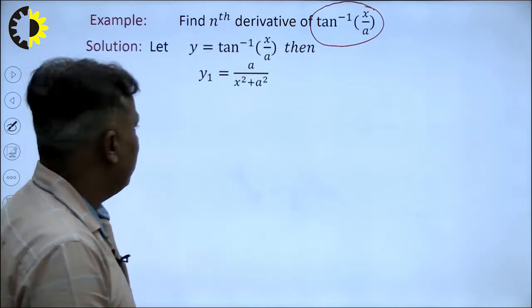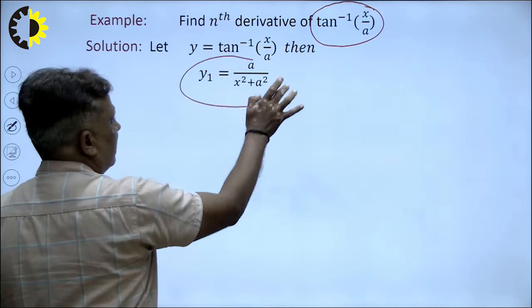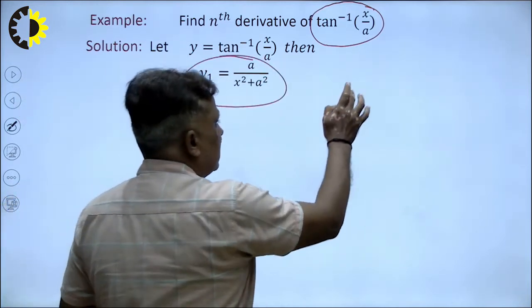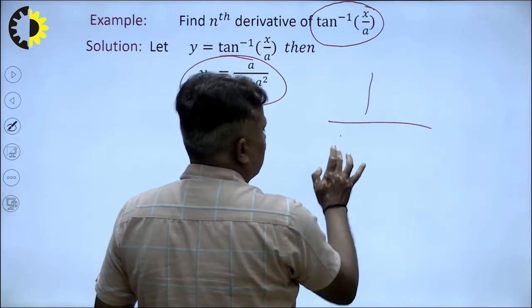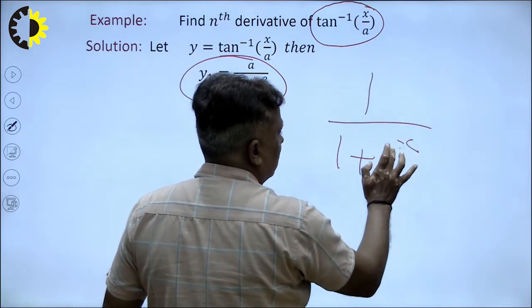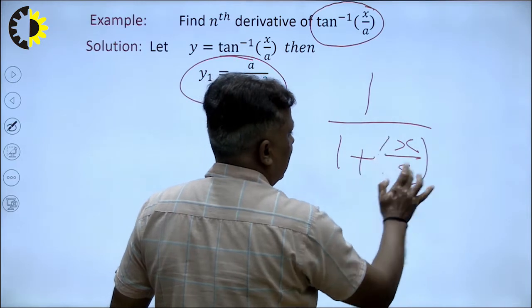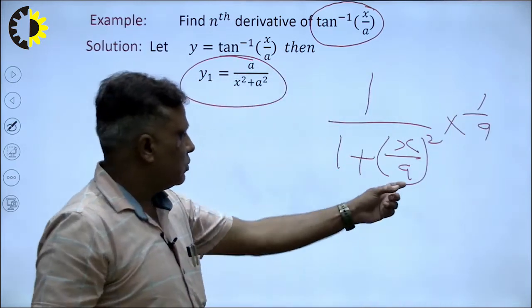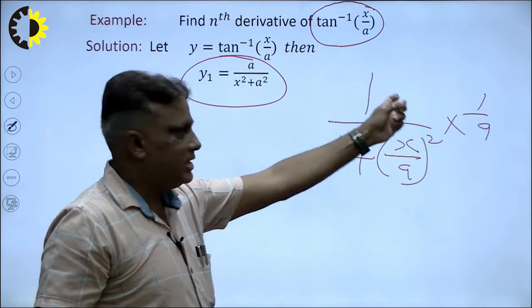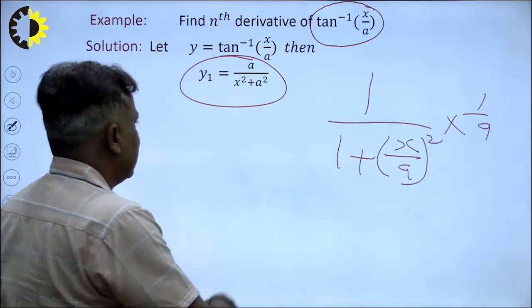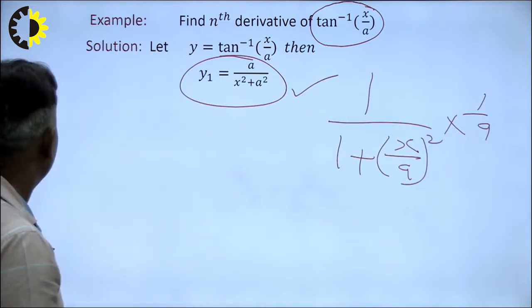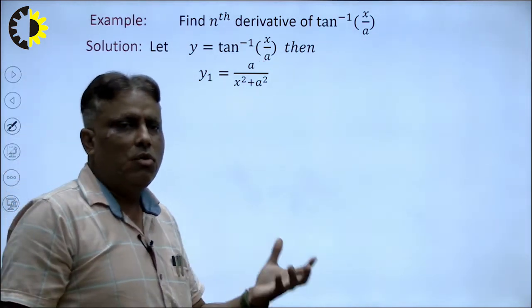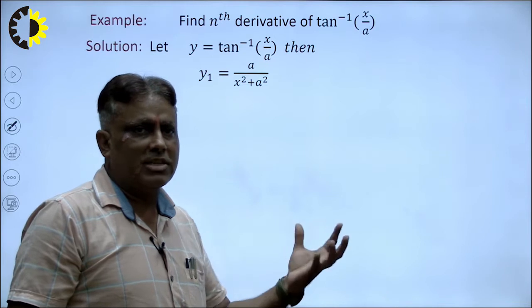The first derivative y1 will be a upon x square plus a square. How? Suppose I want to calculate the differentiation of tan inverse x upon a. So 1 plus x upon a squared will be here, and the derivative of x upon a will be 1 upon a. When this goes to this side, a square upon a is cancelled out by a, so the result will be the same here. So in this way we differentiate 1 time, because we don't know what is the nth derivative of tan inverse x upon a.